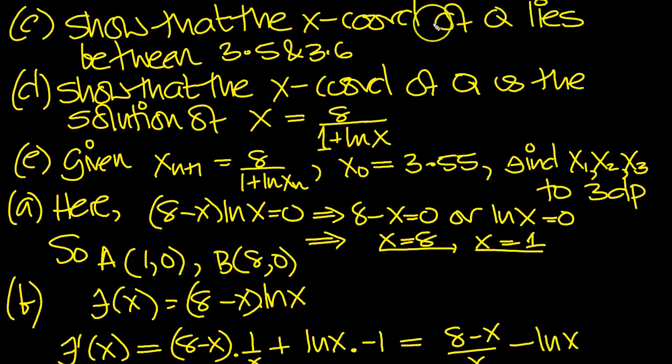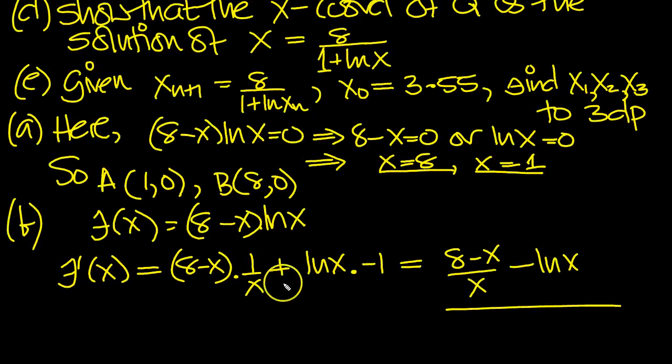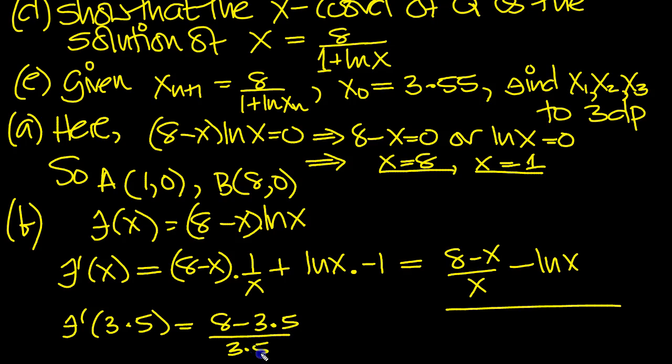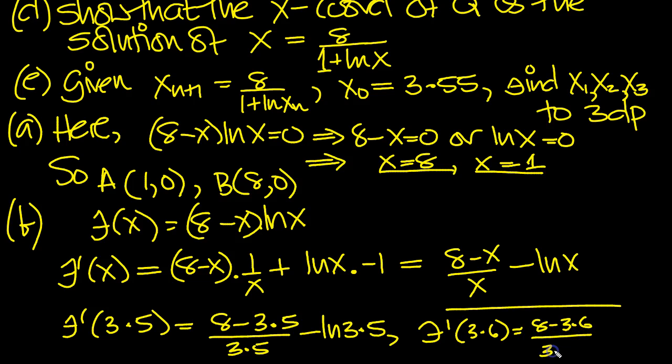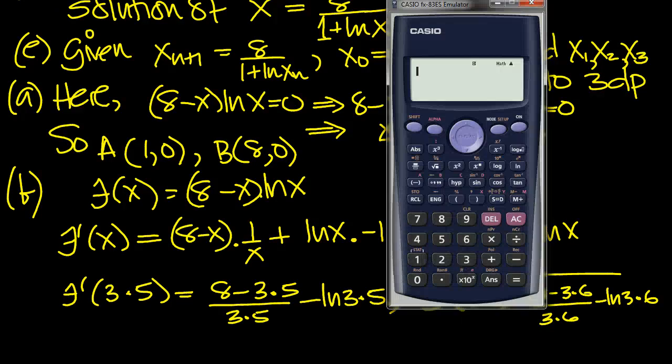Show that the x-coordinate of Q, that's the turning point then, lies between 3.5 and 3.6. So we do need to work out f dashed at 3.5. So we'll need to put that in the calculator. (8 minus 3.5) over 3.5 minus ln of 3.5. And we also need f dashed of 3.6, which will be 8 minus 3.6 over 3.6, minus ln of 3.6. So we need to tap these both in the calculator. Let's do that then.